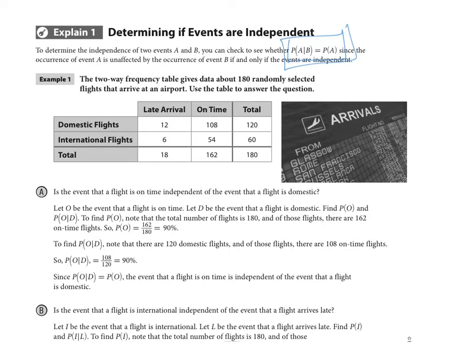So what we just determined is, since the probability of on time given domestic is the same as the overall probability of just on time, then the event that a flight is on time is, what we would say, independent of the event that a flight is domestic, meaning it being a domestic flight does not change the probability of it being on time. Let's look at part B.